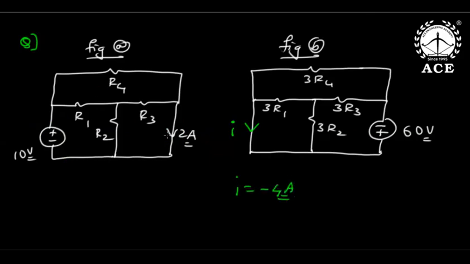Okay, see, 10 is giving 2. If I triple all the resistance, this is 2 by 3. If 10 gives 2 by 3, this side 10 will give this side 2 by 3. But 60 will give 2 by 3 into 6, which is 4. But the direction assumed and given are opposite. So I is again -4.